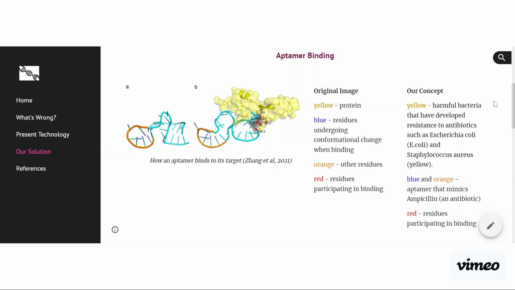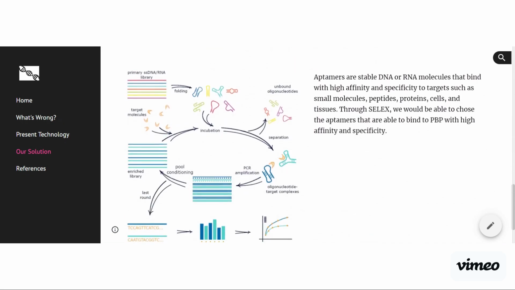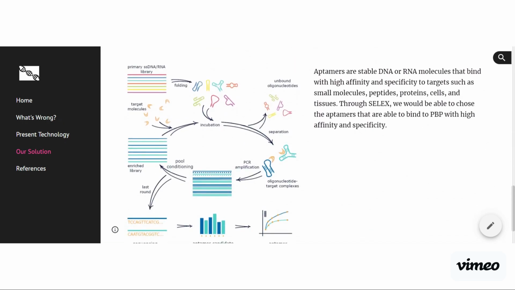In order to select this aptamer, we would use a process called SELEX. So firstly, aptamers are stable DNA or RNA molecules that can bind with high affinity and specificity to targets, such as small molecules, peptides, and in this case, the peptidoglycan of the bacteria. Through SELEX, we would be able to choose the aptamers that are able to bind with PBP, which is the enzyme that is used in the making of peptidoglycan, with high affinity and specificity.